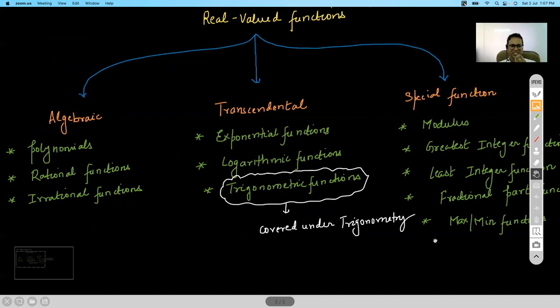1, 2, 3, 4, 5, 6, 7, 8, 9, 10. Almost 10 types of functions which we'll be addressing.